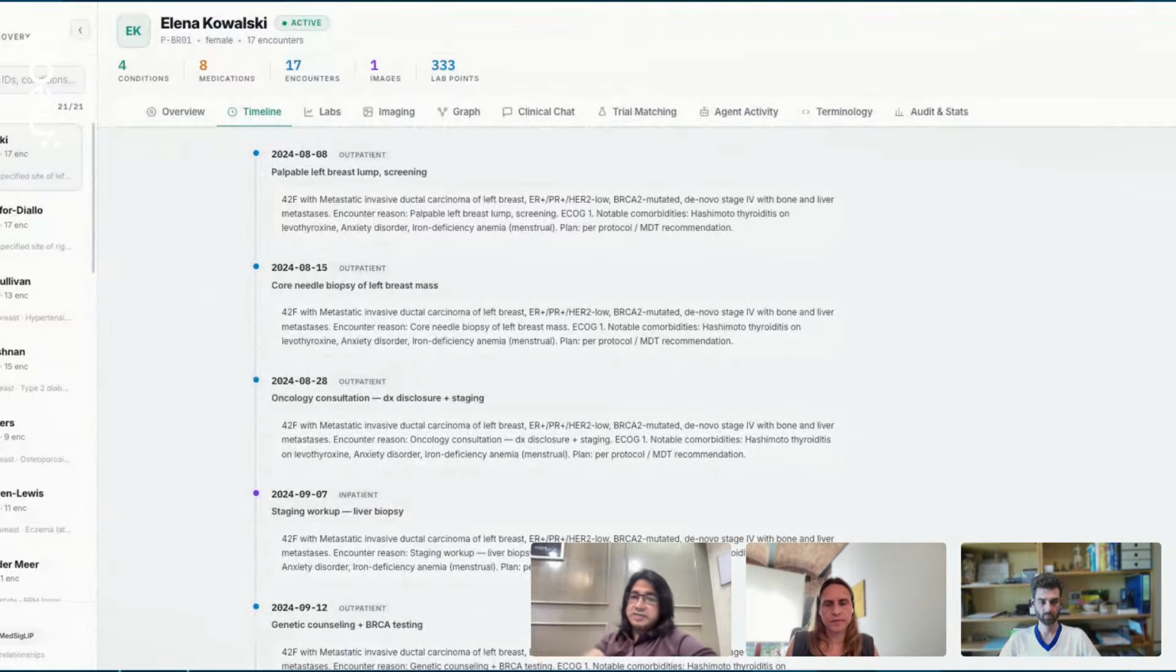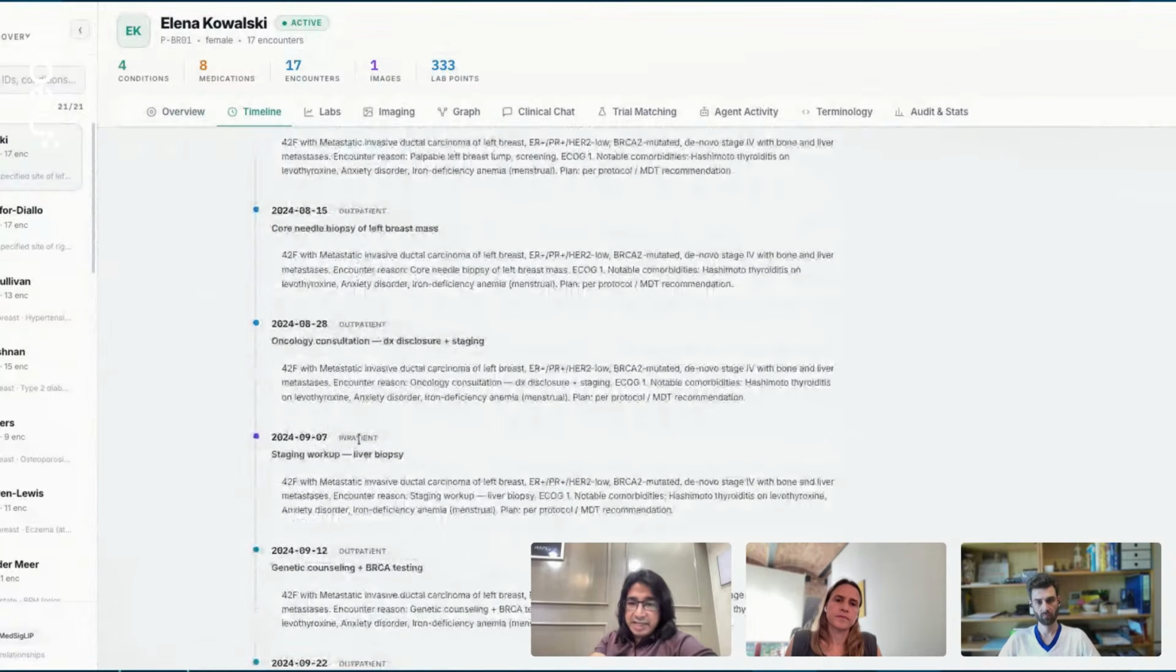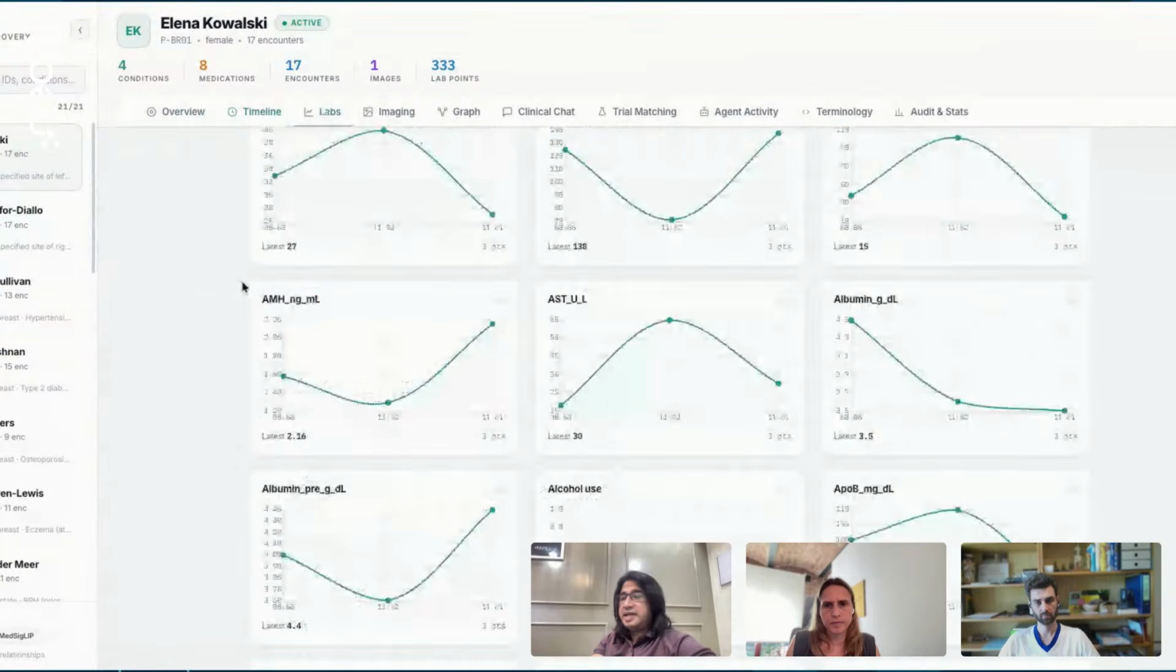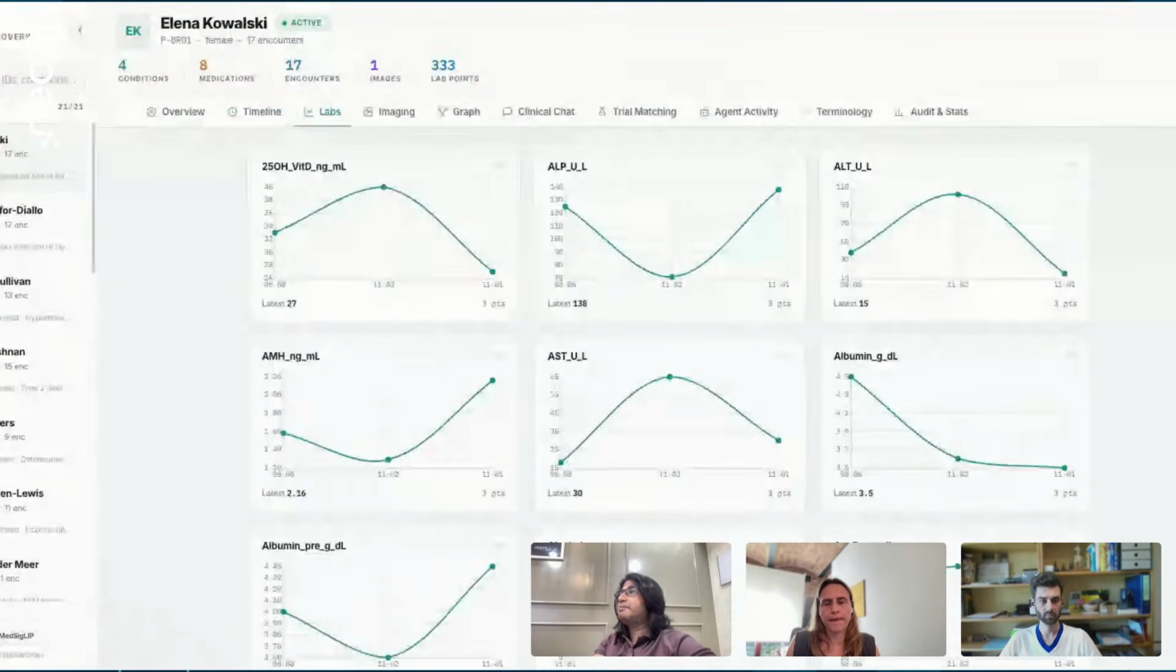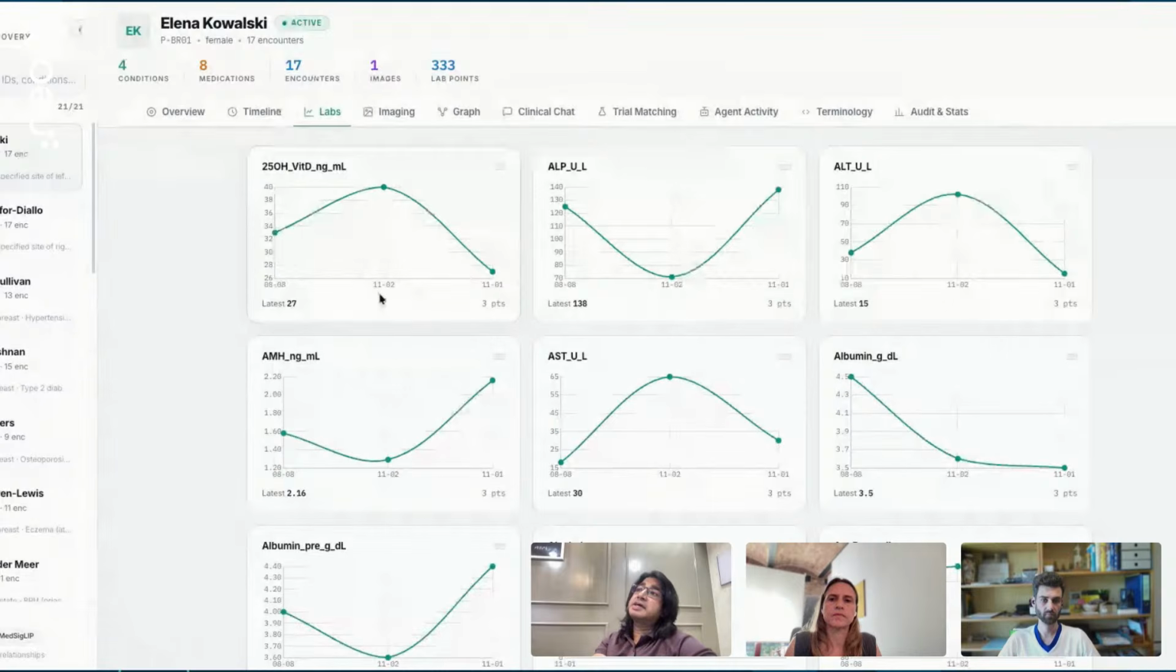It could be, for example, what kind of encounter it was. It was an outpatient encounter. It was an inpatient one. Then we have labs. These are the lab data. As I said, there are particular lab points, and all of these points have their own values over the 3 encounters or the clinical biomarker collection dates.